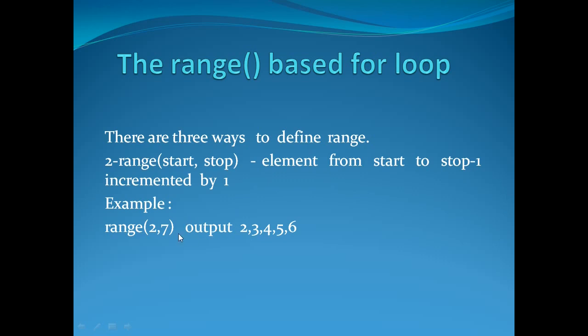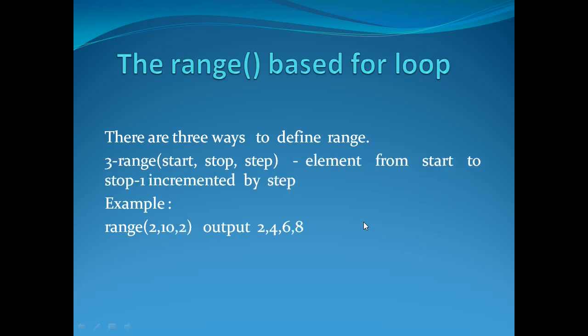I'm just taking a simple example. I'm passing the start value as 2, which means the range starts from 2, and the upper limit is 7. So 7 minus 1 is 6. The range is considered as 2 to 6: 2, 3, 4, 5, 6, incremented by 1. So 2 incremented by 1 is 3, 4 incremented by 1, and so on.